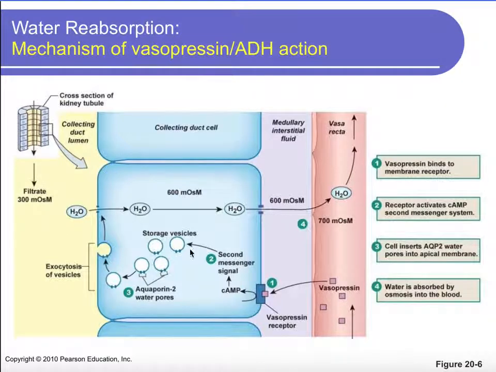And what they're going to do is they're going to tell these vesicles that have the water pores in them already, the aquaporin 2s, to exocytose. And so when these vesicles exocytose, they're essentially going to insert the water pores into the membrane, and now water has a way to get reabsorbed into the blood.